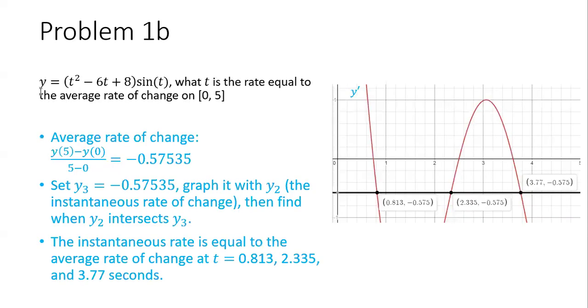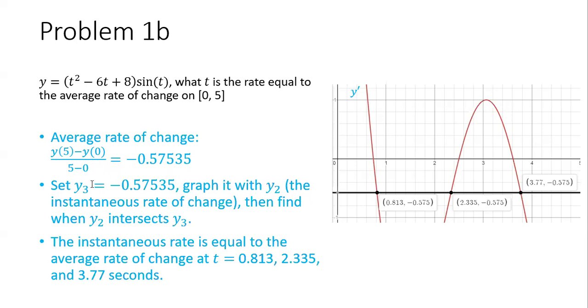Okay, so what's the average rate of change? It's just the slope of the secant line between those 2 points. So y of 5 minus y of 0 over 5 minus 0. You need to calculate this for sure. It is negative 0.57535. Okay, so this is how we use the calculator.